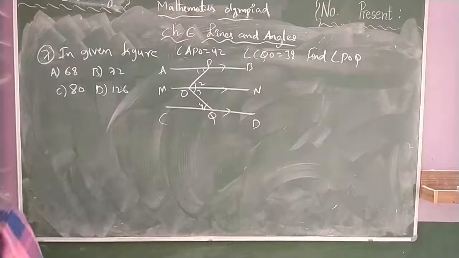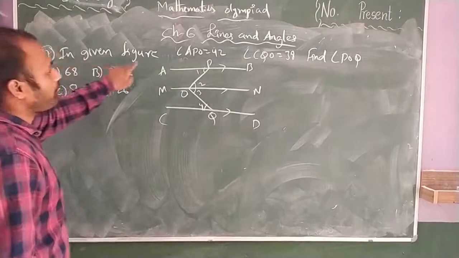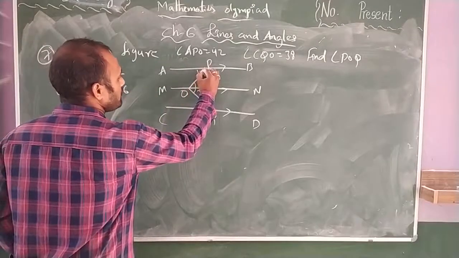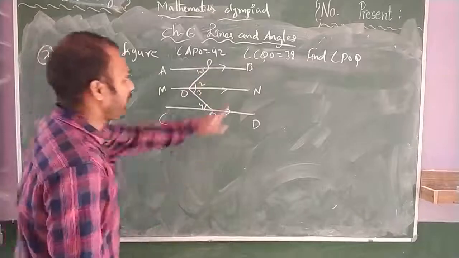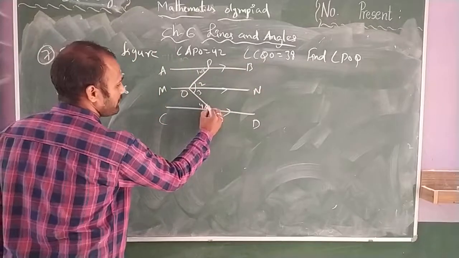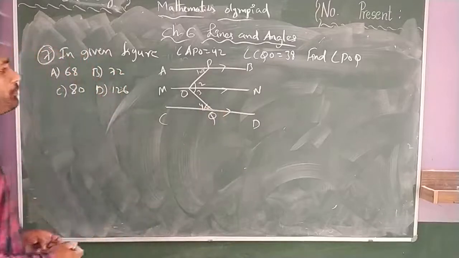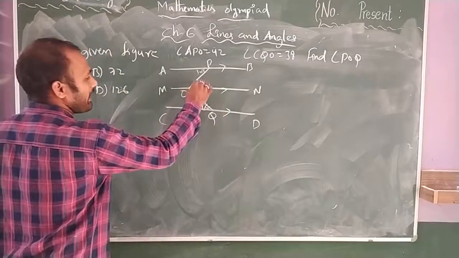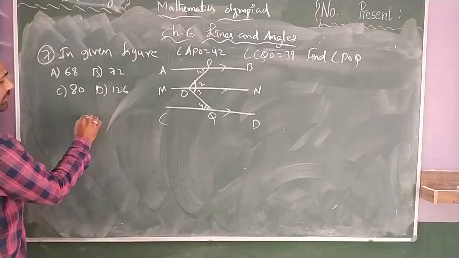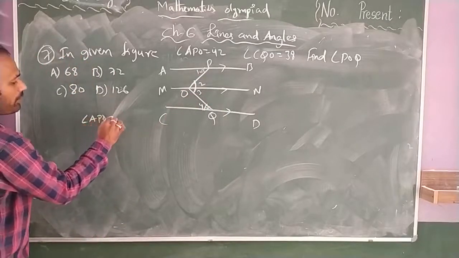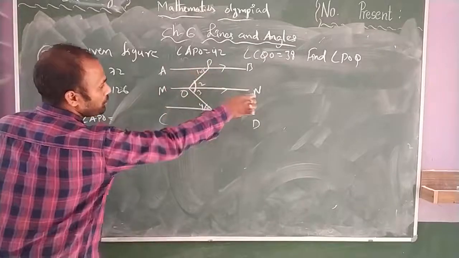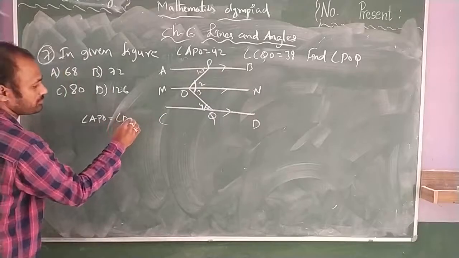So next, let us see the seventh question. In the given figure, angle APO is 42 degrees. So here it is 42 degrees. Angle CQ is 38 degrees. So here we can get 38 degrees. We need to find out angle POQ, this big angle. Observe here angle APO and angle POM, they are equal.